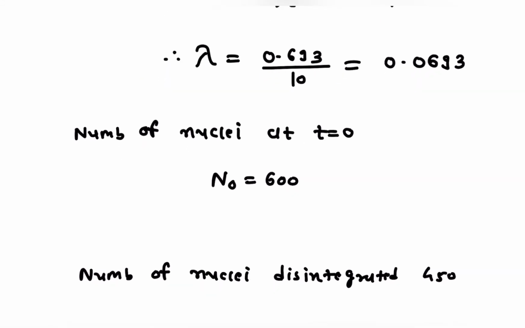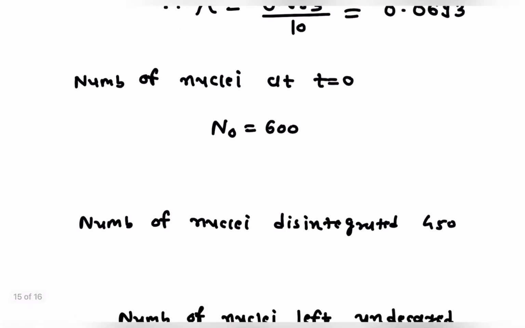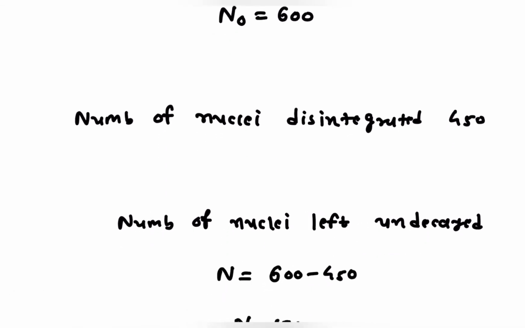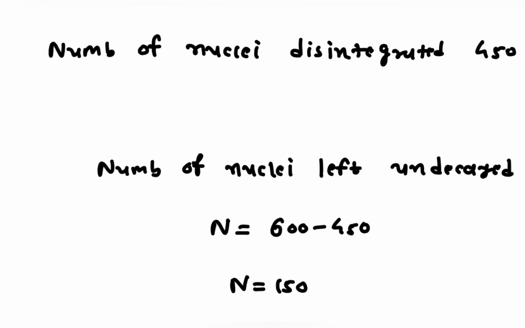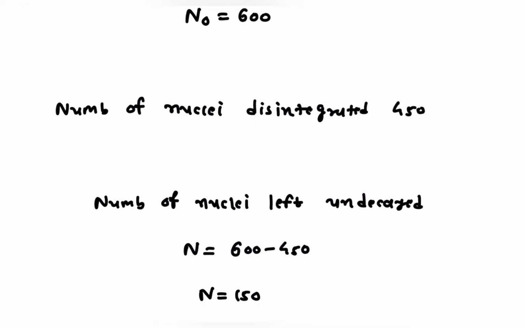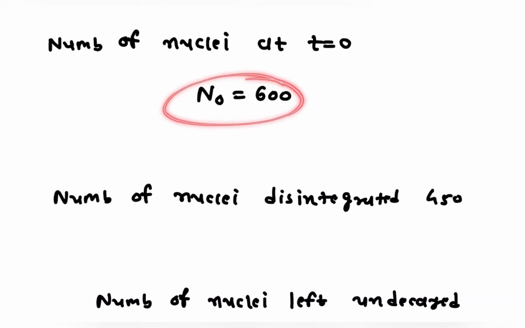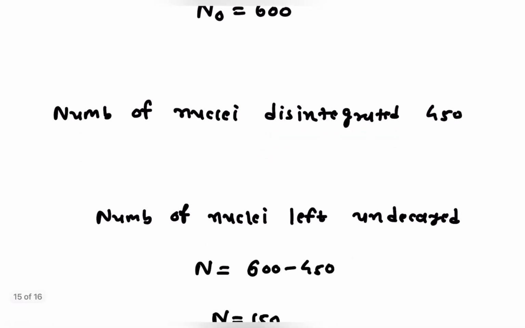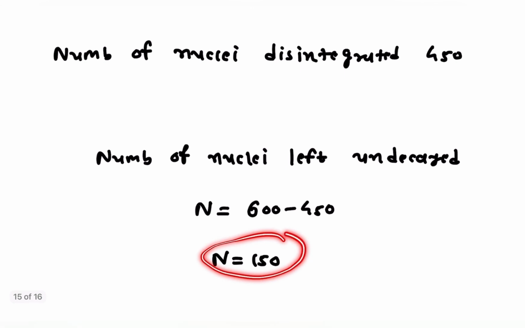Now, at time t equal to 0, initially the number of nuclei is N naught, that is 600. The number of nuclei disintegrated or decayed is 450. So the number of active nuclei, or the nuclei left undecayed, is N equal to 600 minus 450, because initially there are 600 nuclei and then 450 disintegrated. So N is equal to 600 minus 450, which comes out to be 150.